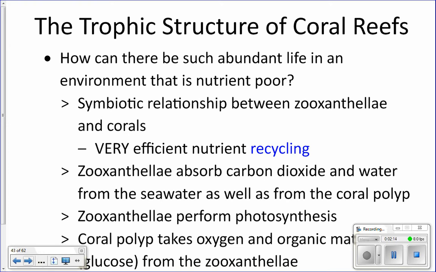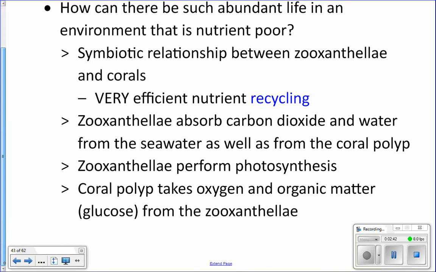Remember, zooxanthellae and coral have this symbiotic, mutualistic relationship, and they're very good at taking nutrients from the zooxanthellae, passing them to the coral, which uses them and then passes them back. Those nutrients will change form, but they go back and forth between the two, and very little is lost in that process. So in that symbiotic relationship, they're very, very good at recycling.